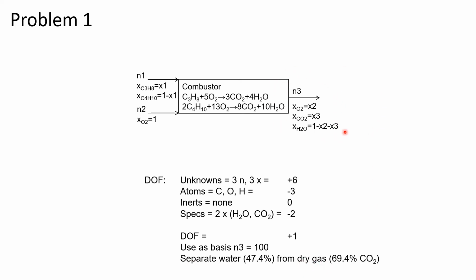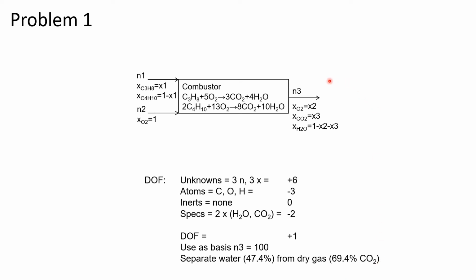diagram. So instead of having 1 stream coming out here, we're going to have 2. We're going to have 1, which is just the water only. It's 47.4% of that total of the 100. The other, which would be 100 minus the flow rate of the water, would be the flow rate of the dry gas stream. The composition of CO2 in that dry gas stream is 69.4%.